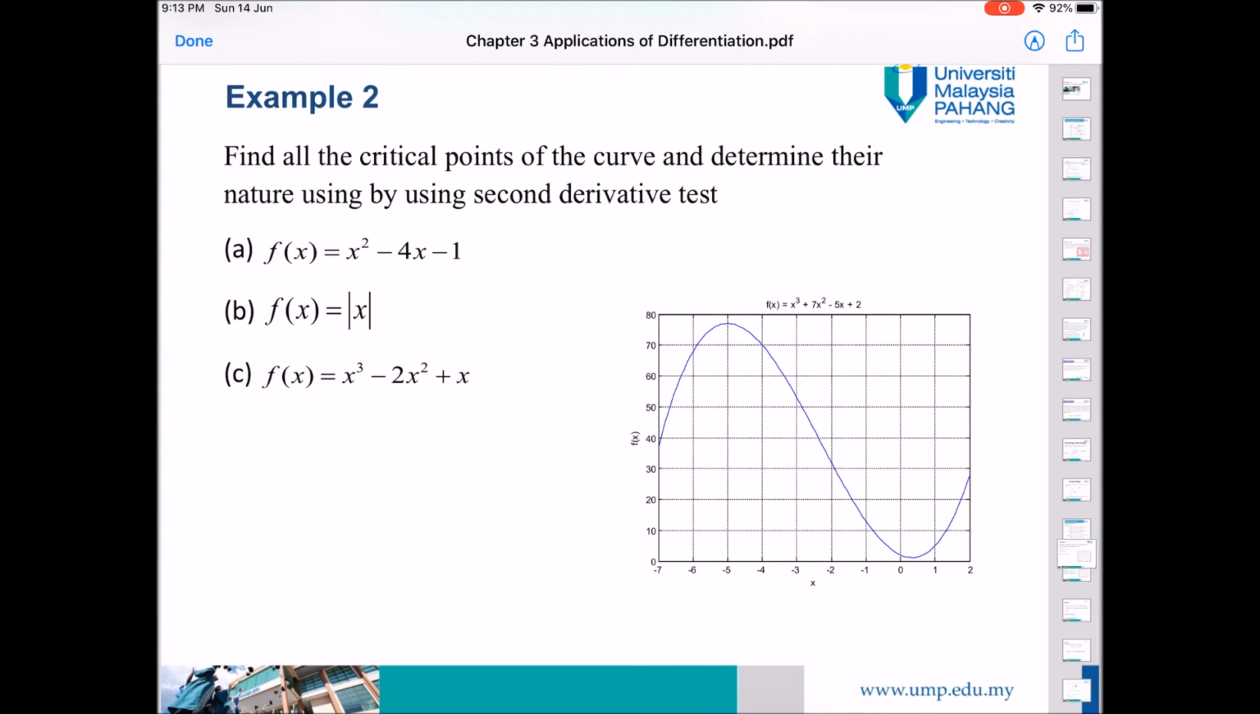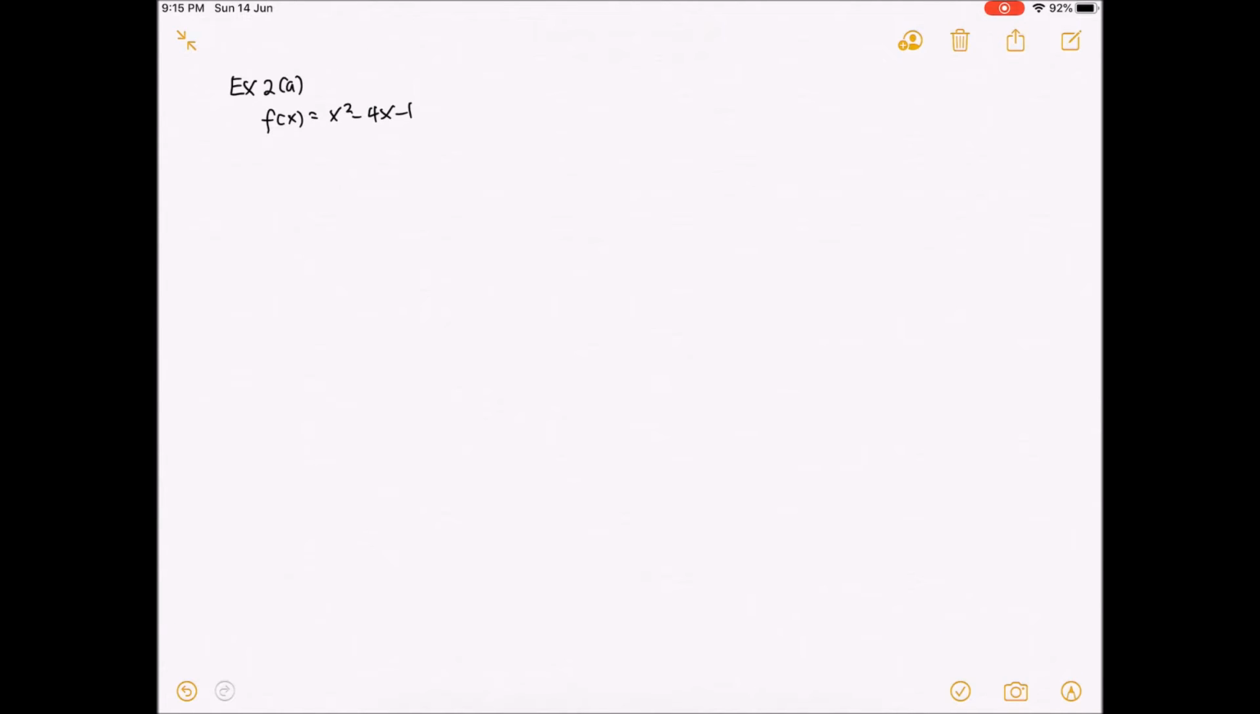Okay, let's look into this example. It is the same example as in the first derivative test. However, we are going to solve this one using the second derivative test right now. Let's look into example 2a, in which we have f(x) equals x squared minus 4x minus 1. First of all, again, we have to find the critical point.